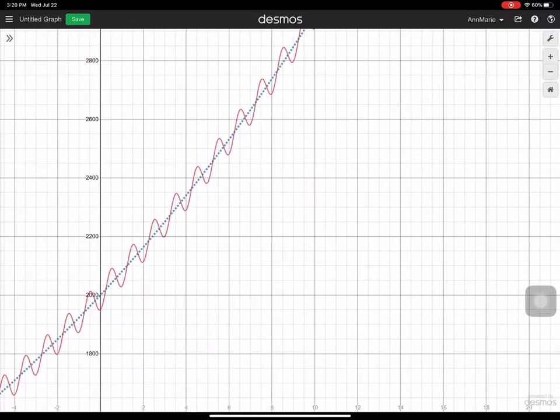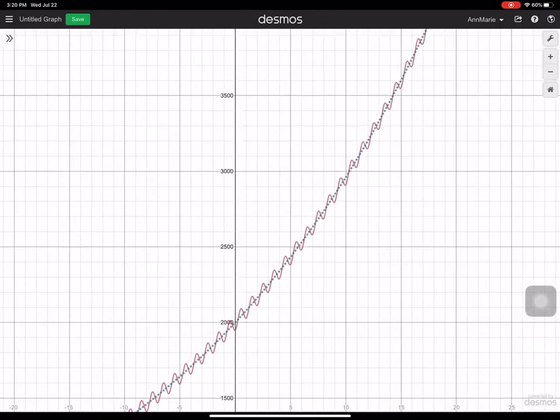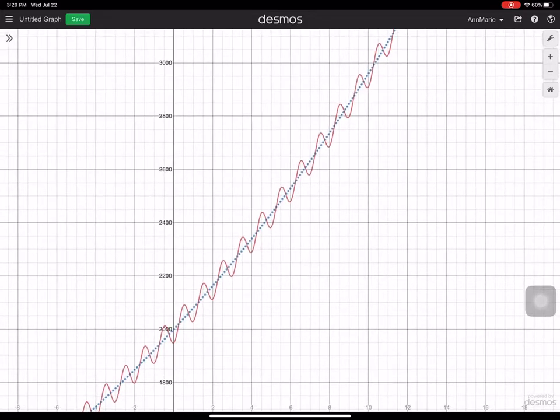So what we've done is we've learned how to handle a function, an oscillating function that oscillates around another function. In other words, we've learned how to bend our sines and cosines. Very cool.